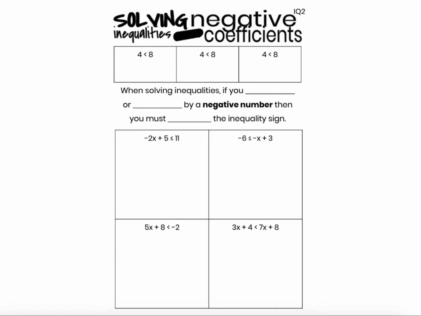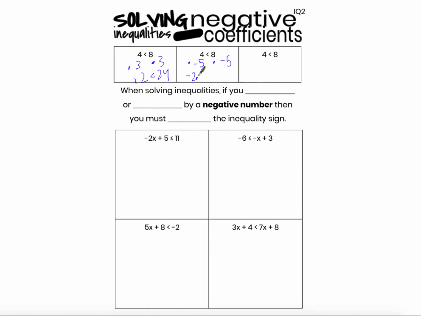If I were to subtract any number, let's say I subtracted 5, negative 1 is still less than 3. If I were to multiply both numbers by a positive number, let's say 3, 12 is still less than 24. However, if I were to instead multiply both sides of the inequality by a negative number, let's say, for example, negative 5, let's look at what happens.